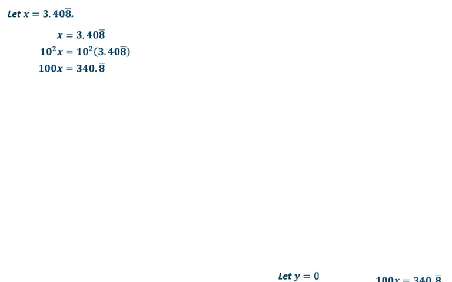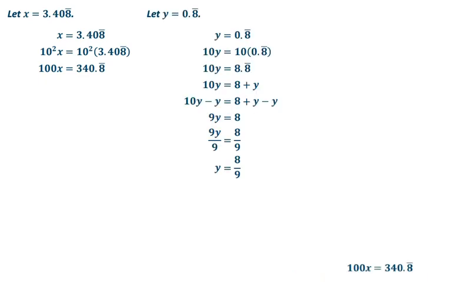The next thing I want to do is pull up one of the pieces that I put down at the bottom. Now I'm going to focus just on this 0.8 repeating piece, and I'm going to let y be equal to that. The first thing I'm going to do is multiply on both sides by 10. And when I do that, that gives me 8.8 repeating.